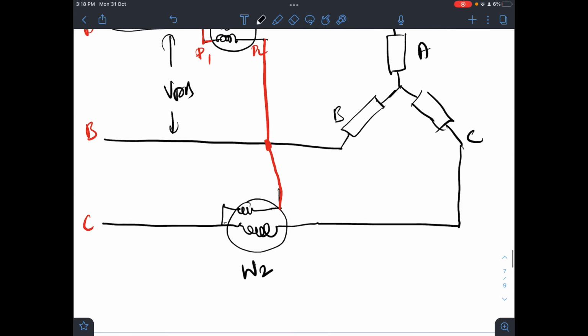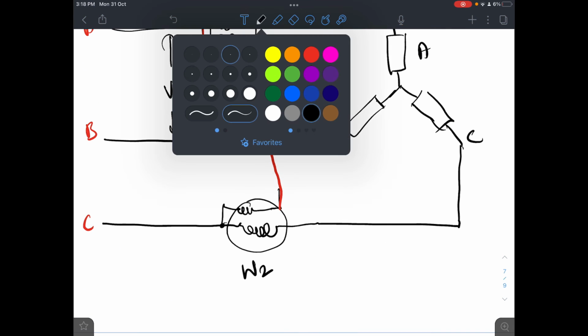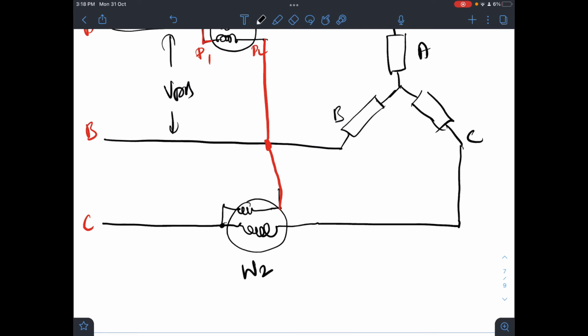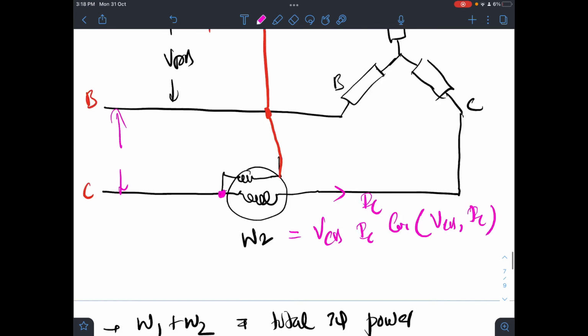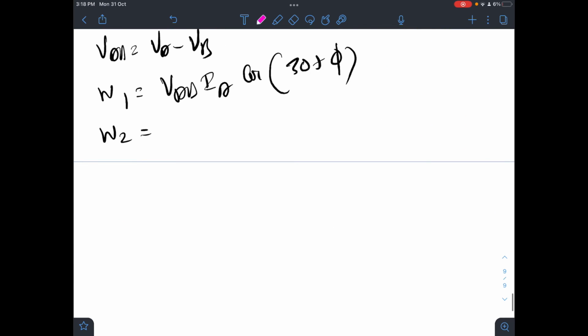What will be W2? You can see here, W2 means the measurement will go like this. The voltage measured is VCB, and the current carried is IC. So W2 is VCB into IC into cosine of the angle between VCB and IC.